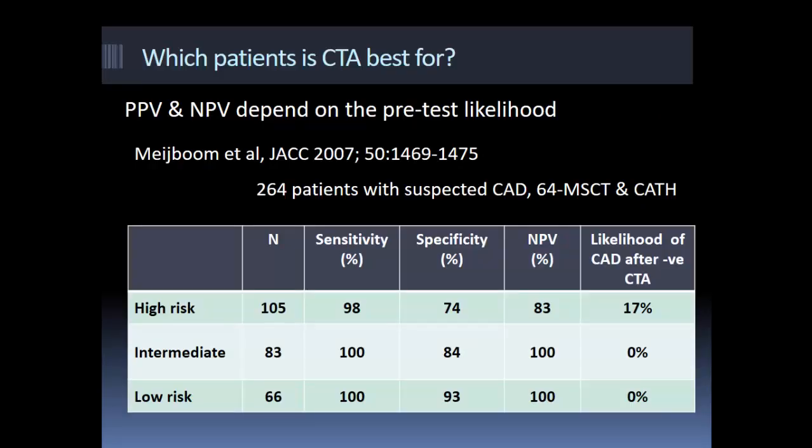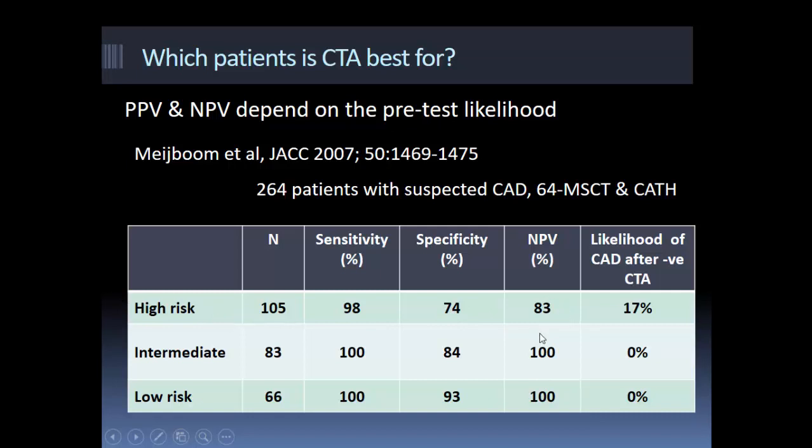And now, which patients is CT angiography best for? This small study by Mittal from Netherlands again shows that if you have low to intermediate risk people, the specificity of CT angiography and negative predictive value is highest, while if you take patients with high risk, high pretest probability, then the negative predictive value is lower.